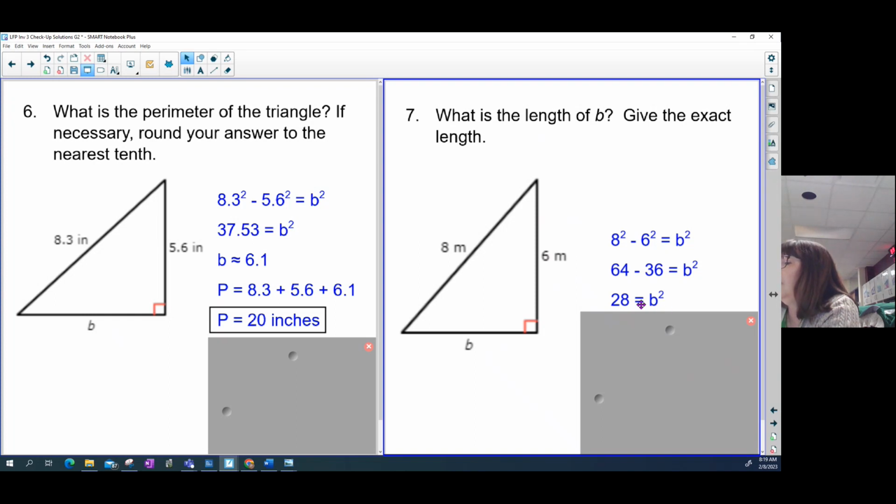When I do that subtraction, I get 28 for b squared. If I take the square root of 28, it's not a whole number. So I'm going to leave it right underneath that square root sign. B is equal to the square root of 28 meters. And you can simplify the square root of 28, but it didn't ask us to simplify here. We're going to simplify, I think, on the last problem on the quiz. So if you simplified this, good job.